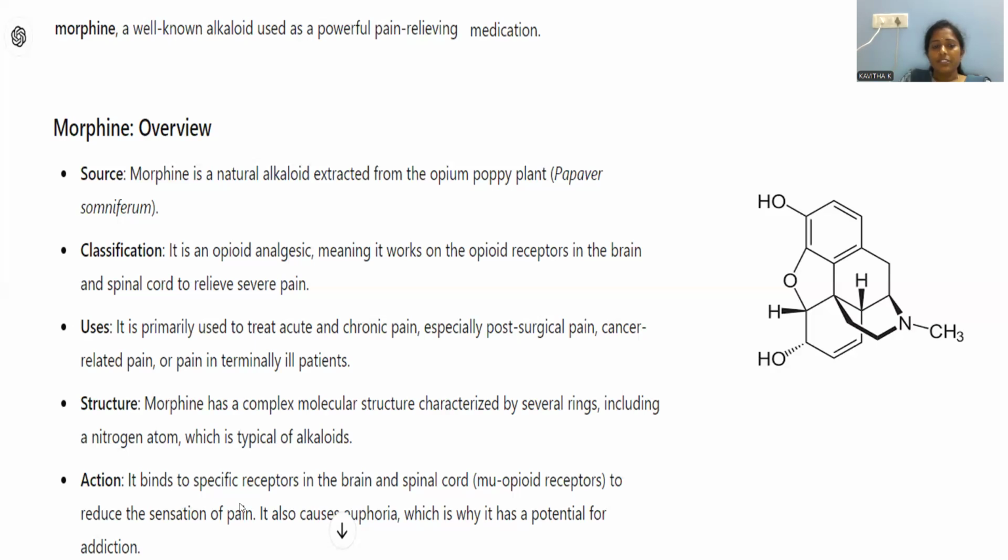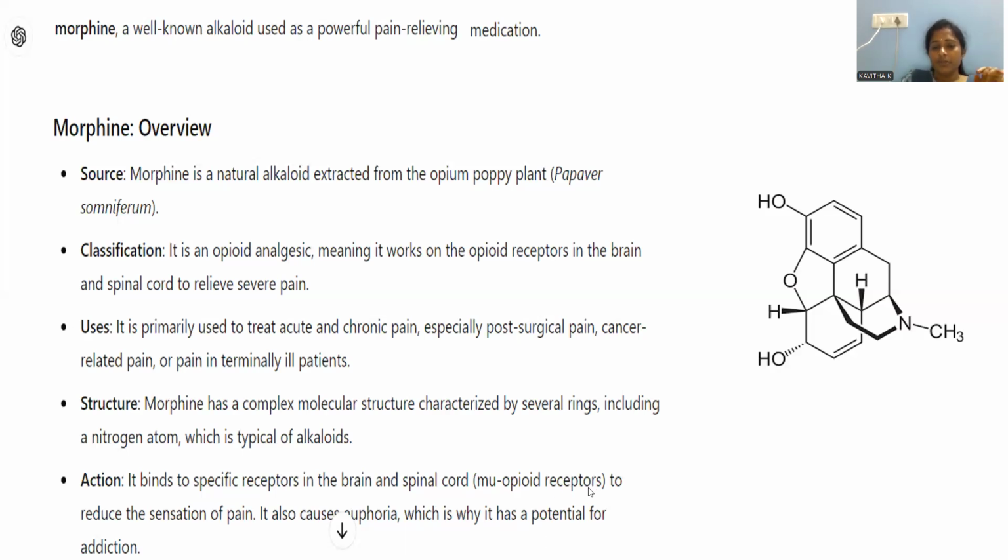Action: it binds to a specific receptor. So when morphine is administered, wherever there is a requirement, wherever you are suffering with pain, that particular region is where it binds. That is said to be the receptor site. A receptor is the region where drug treatment is actually required, where the medication is required. That particular region is said to be a receptor site. Especially, morphine works upon the brain and spinal cord, the opioid receptor sites.